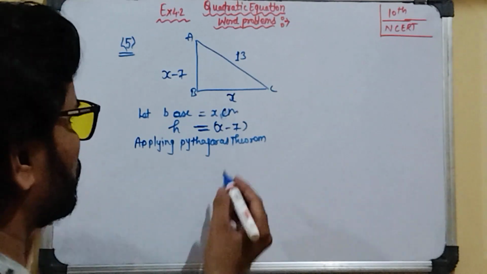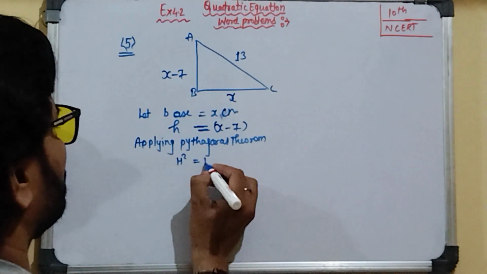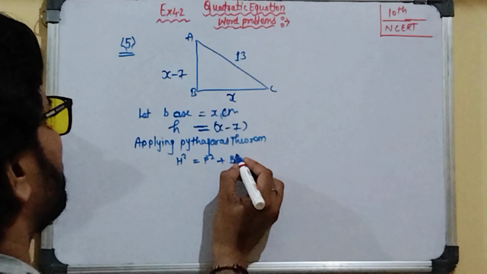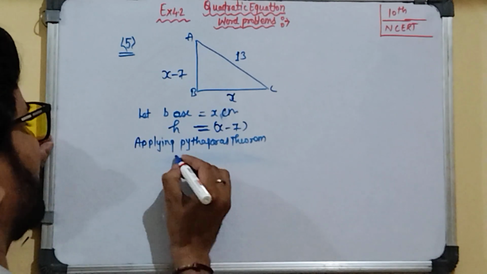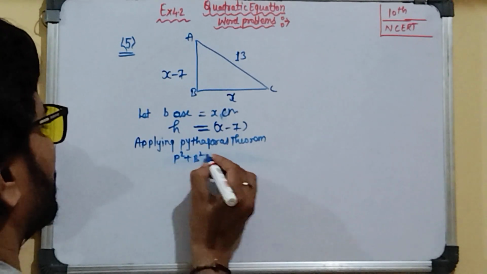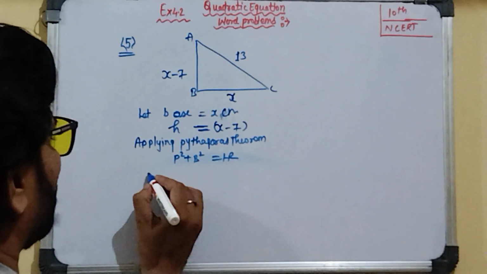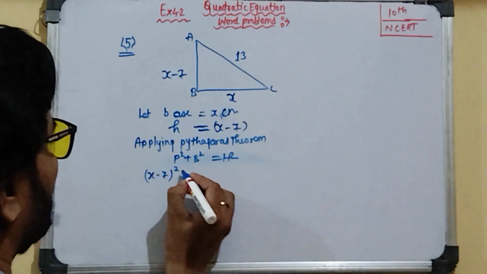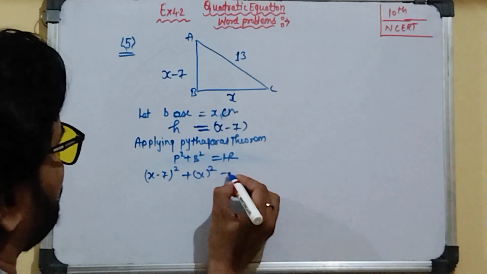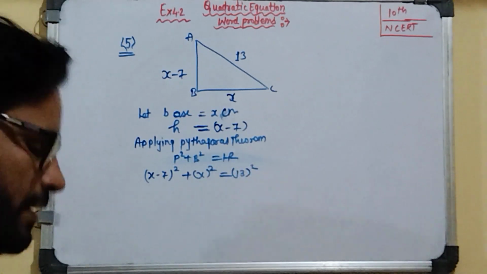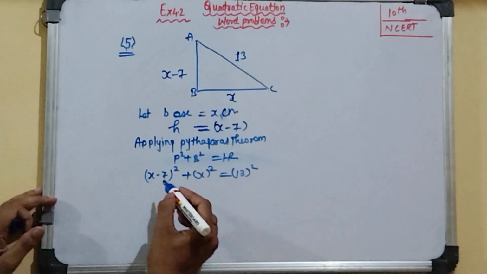What is the Pythagoras theorem? Do you know about this? h square is equal to p square plus b square, or we can write p square plus b square is equal to h square. This is also right. Here, perpendicular is x minus 7, so (x minus 7) whole square plus x whole square is equal to 13 square. Is it clear?